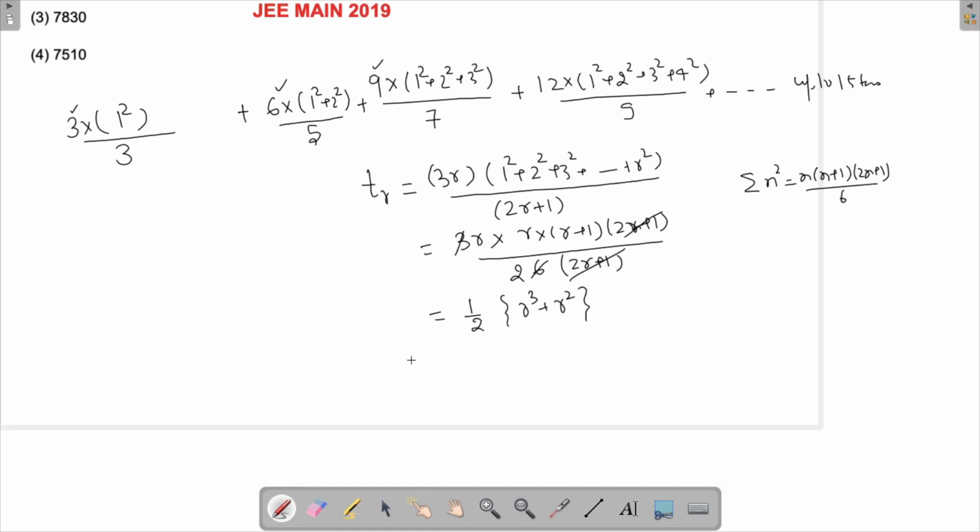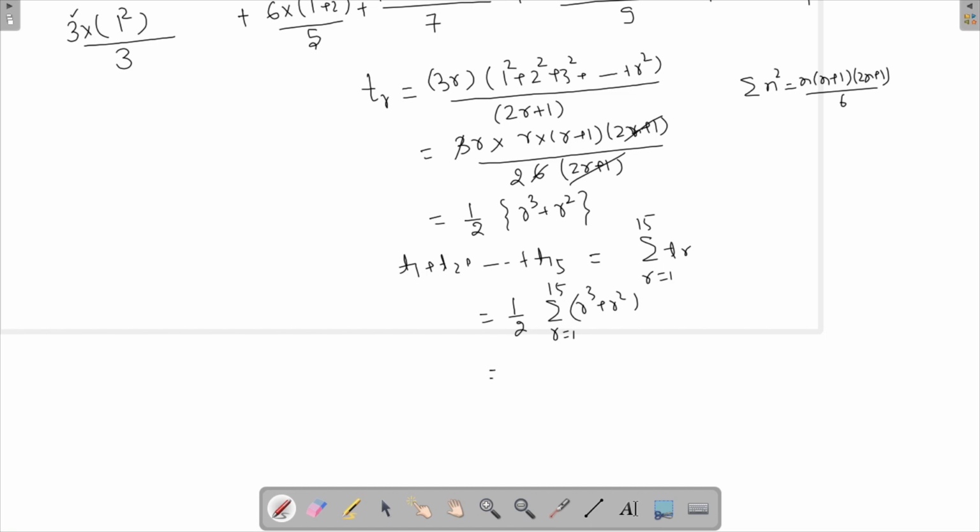Now, what do I have to find out? I have to find T1 plus T2 plus T3 up to T15. This can be written as sigma T_r, r equals 1 to 15. Or I could write it as 1 by 2 times r cube plus r square, from r equals 1 to 15. Again, I can write this as 1 by 2 times sigma r cube plus sigma r square, with r equals 1 to 15 for each.